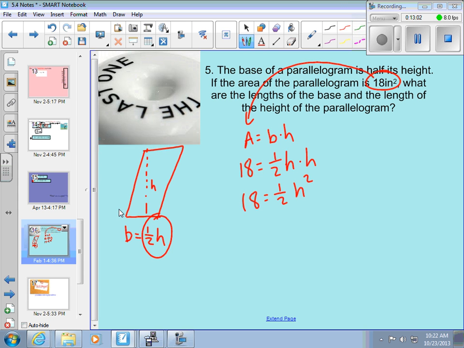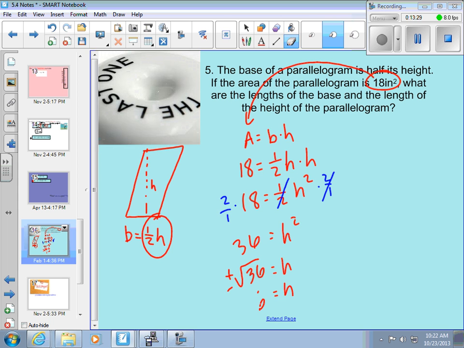We want to keep solving. If we have a fraction, we can multiply by the reciprocal of 2/1. So if our reciprocals cancel, we got h squared equals 36. Doing a little more solving now. If we take the square root, square root of 36 would be 6. Now really, remember, it is plus or minus when we do this, so it should be plus or minus 6. But we can't have a negative length, so we only use the positive one. So the height would be 6.